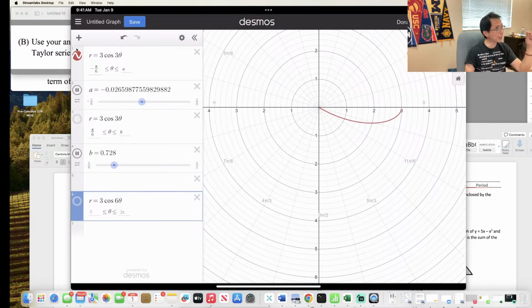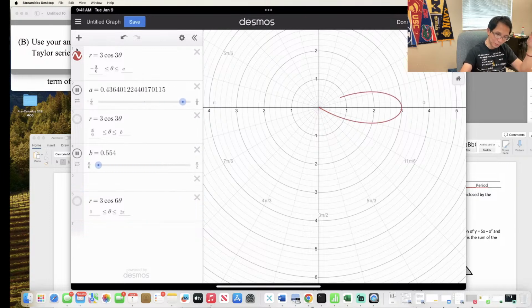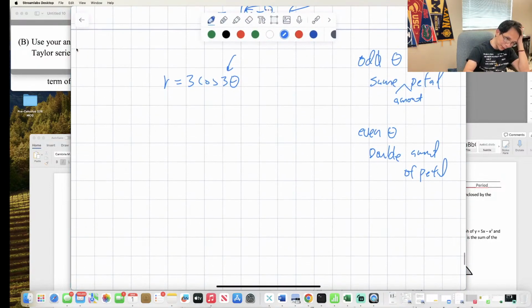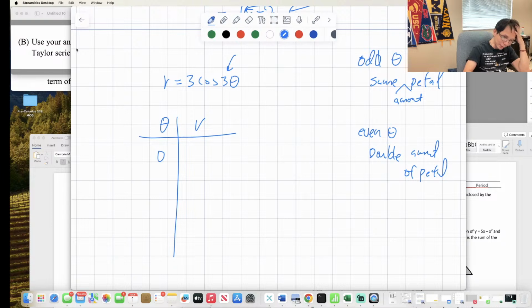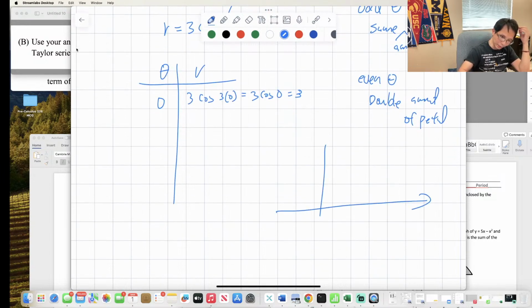If you pay attention, the way I change the thing is from negative pi over 6 to pi over 6. But if I plug in 0 for theta, I'm going to get 3. So that means a single point right here all the way to the 3 on the x-axis. Let's plug in 0 for theta: r is 3 cosine of 3 times 0, which equals 3 cosine of 0, which is 3. So that's how you get that point on the right, the first point of that petal.